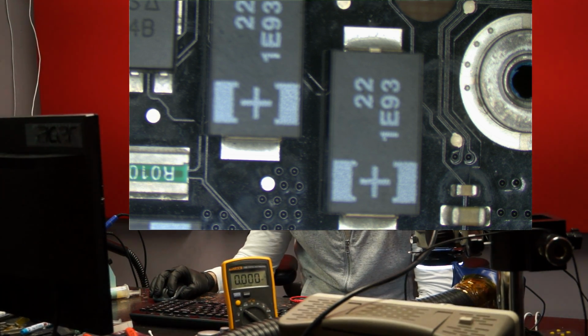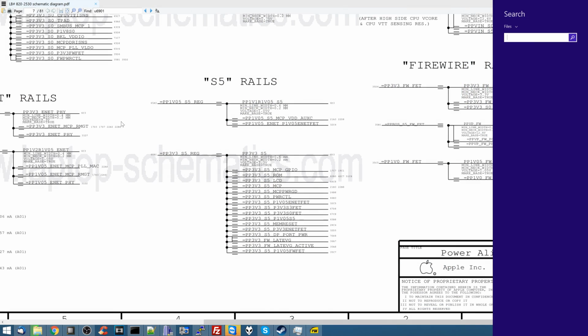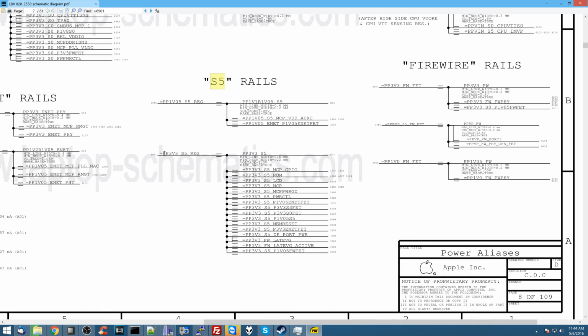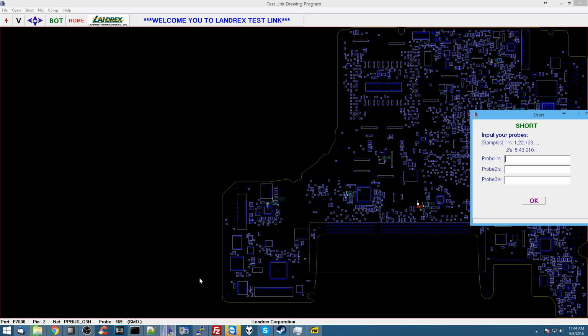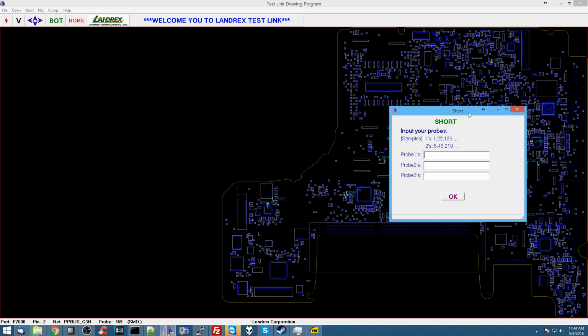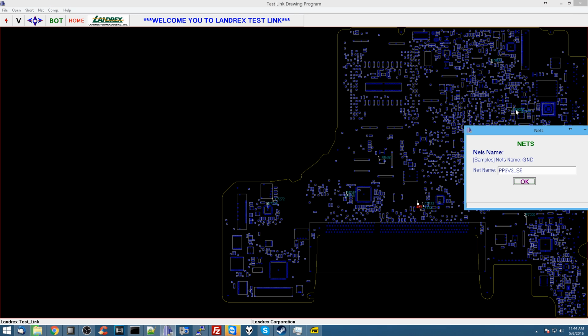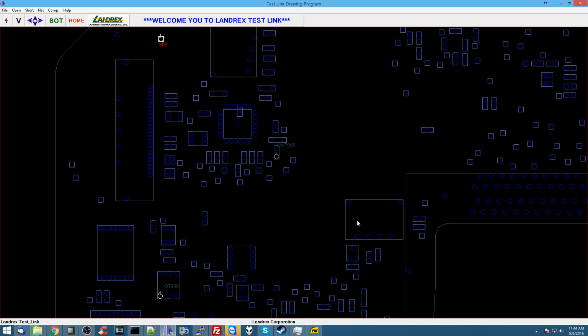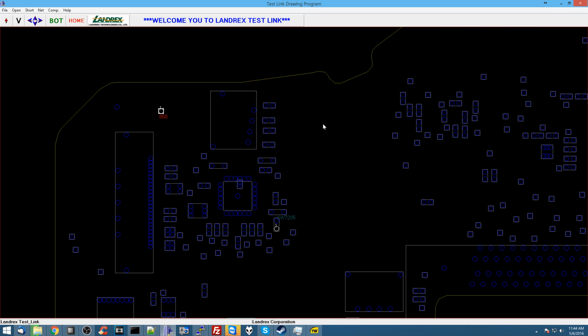So let's check PP3V3 S5. So I see that over here. S5 rails. S5 is going to be the stuff that's supposed to be on while the machine is off. So PP3V3 S5. So we're going to find where that is on this clusterfuck of 1995 software. And okay, I can find it on this little point thingy over here.